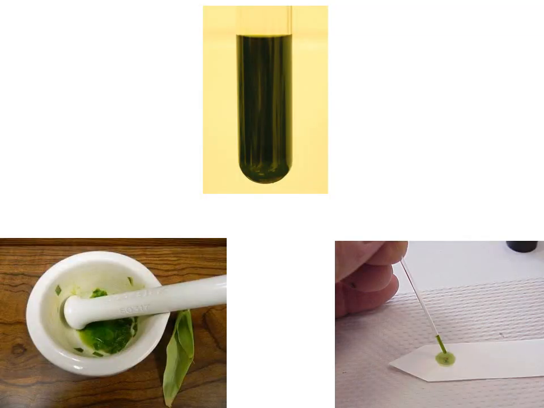A cool experiment to see these pigments would be to take spinach and put it into a mortar and pestle. The mortar is the bowl and the pestle is the spoon. You will pulverize the spinach until you have a green extract. Then you put the green extract into a test tube. Then you use this capillary tube to absorb some of the green extract. Then you would put it on this piece of paper called filter paper or chromatography paper.